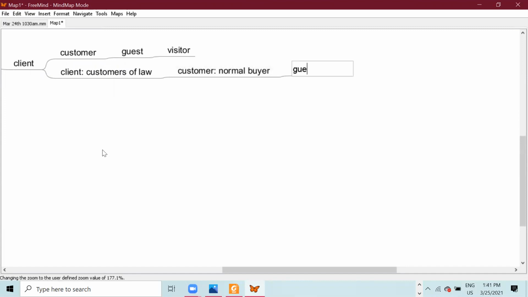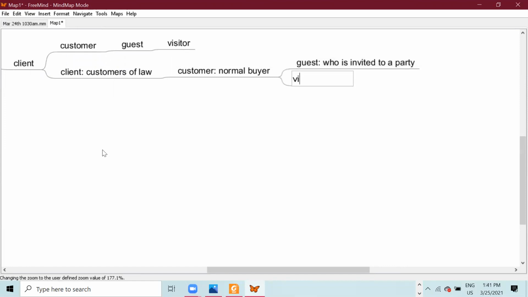And guest, I think, is who is invited to a party or some organized event like that. Well, what about visitor? Anything else? A visitor is who visits some place, and they book a tour to go to any place, to visit. Yeah.